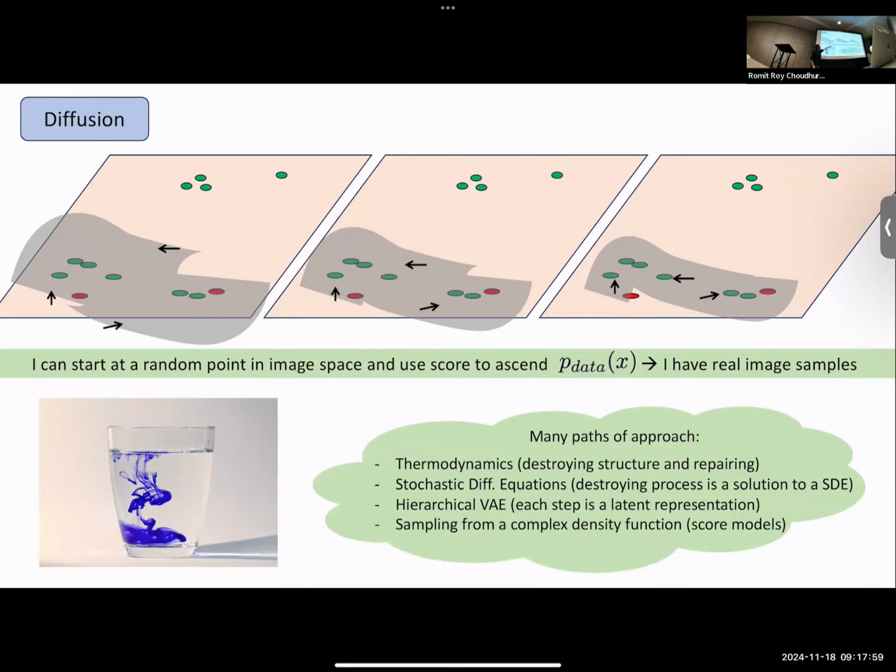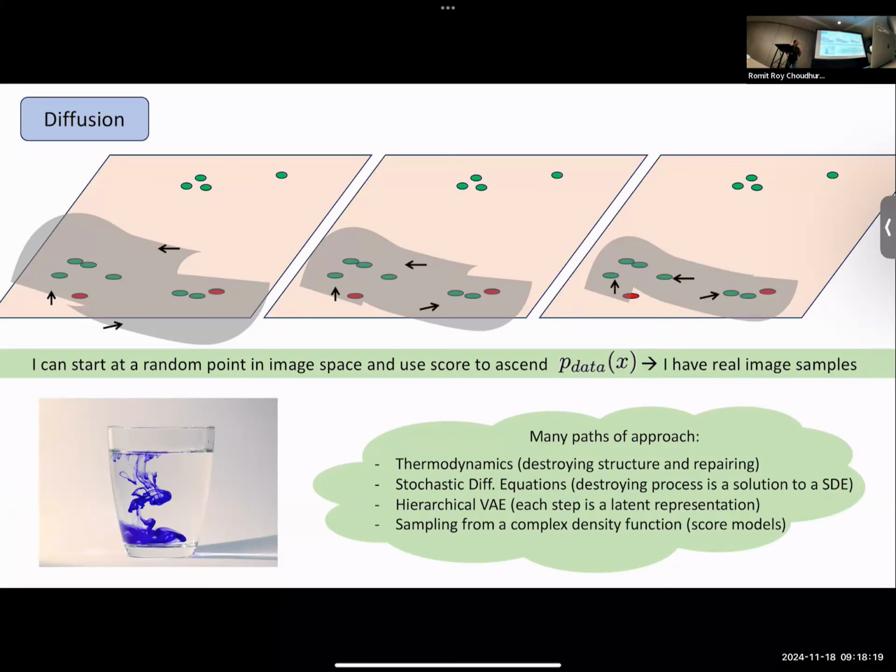I can start at a random point in image space and use the score to ascend log of p data x, which I figured out from here. And then I have a real image. Now, diffusion has been looked at from many perspectives. This is just one perspective.